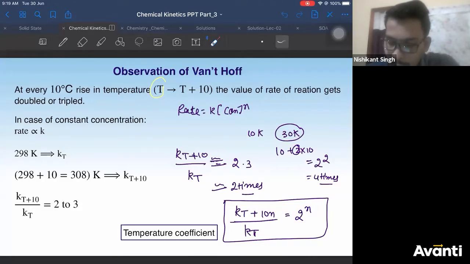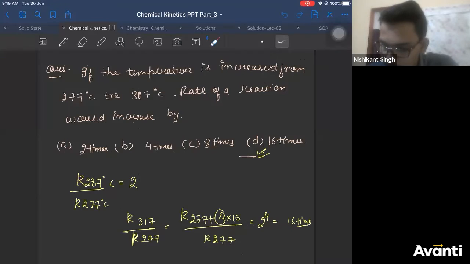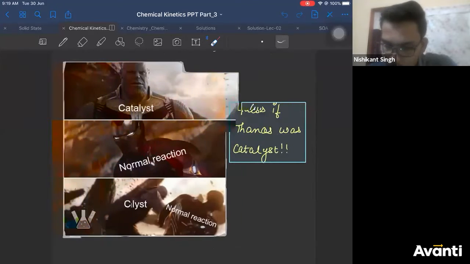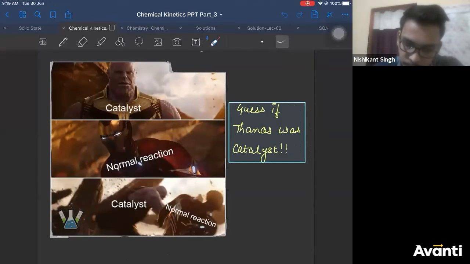Right. So let's move ahead. We solved one numerical also on this, 16 times, correct? Now we'll start today's class.